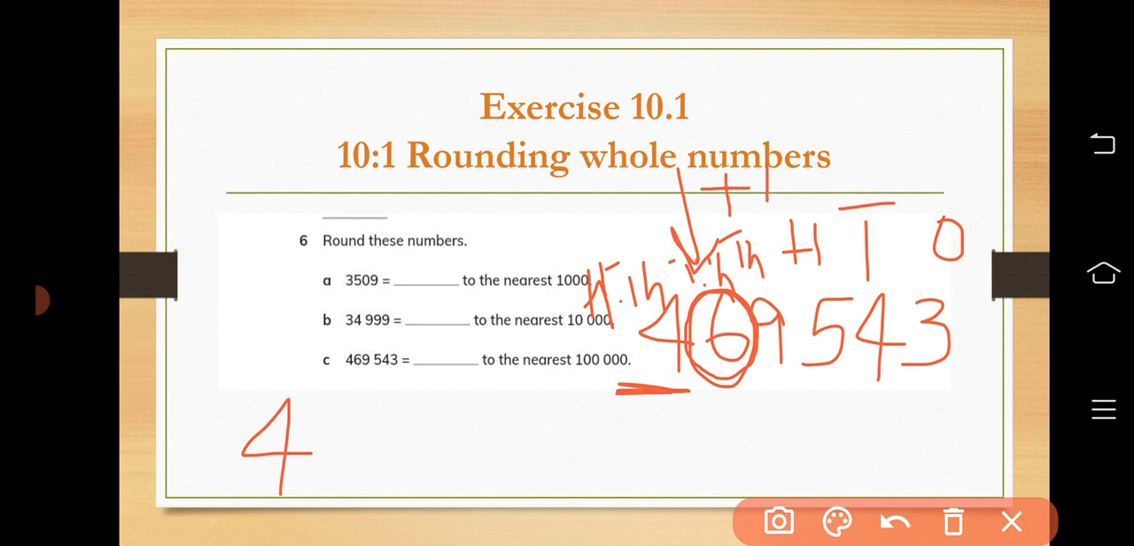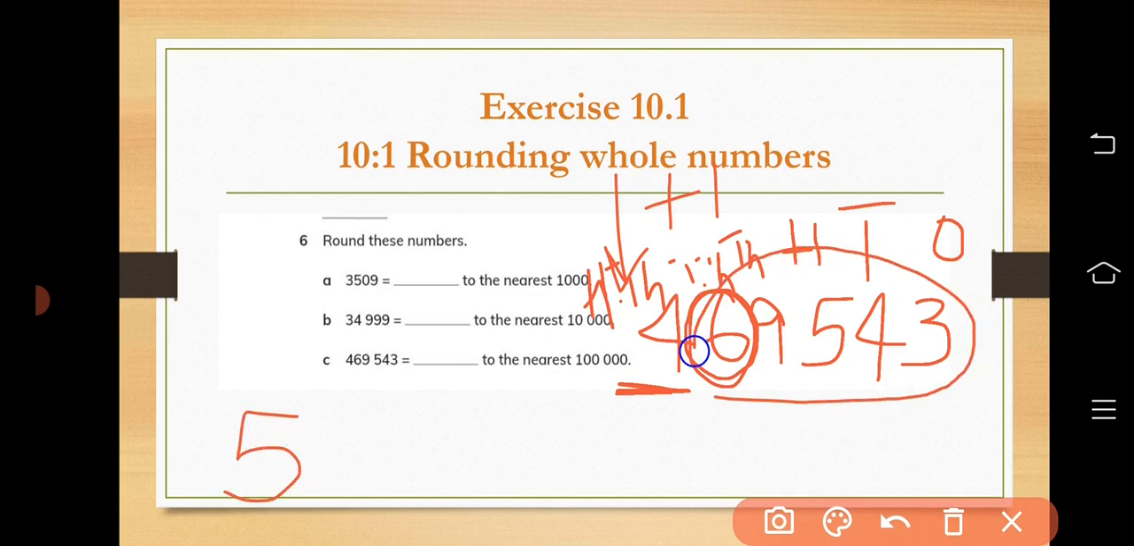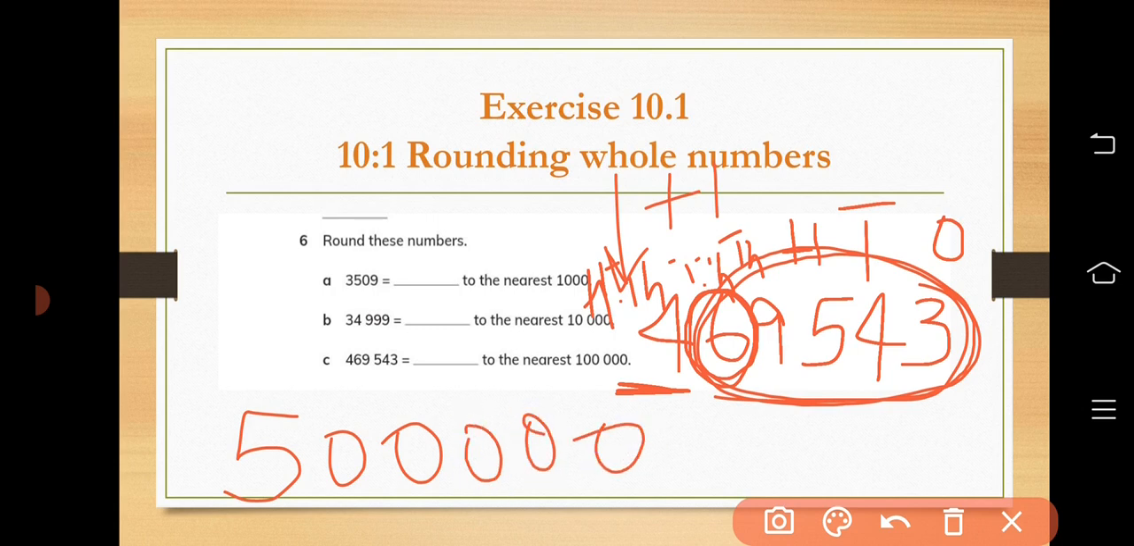You have to add 1 in the underlined digit. Okay, you have to add 1 in the underlined digit. Now this 4 becomes 5, and the remaining numbers become 0. The correct answer of the C part is 500,000.